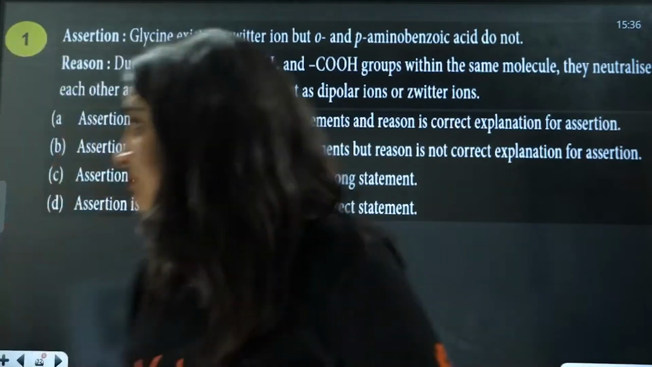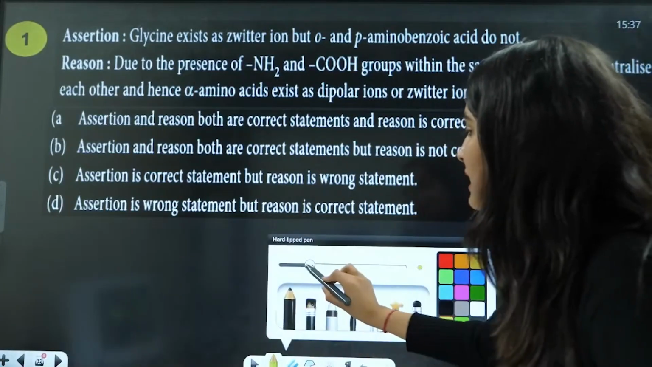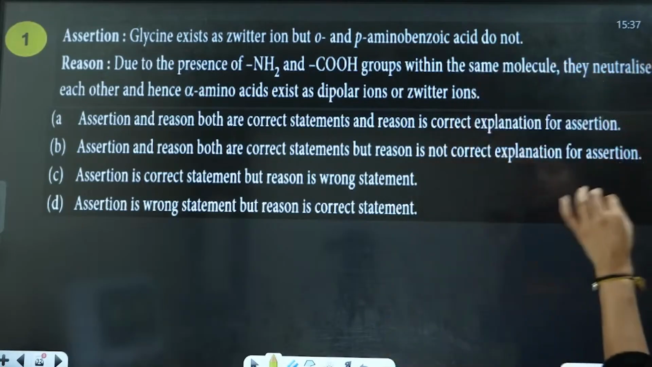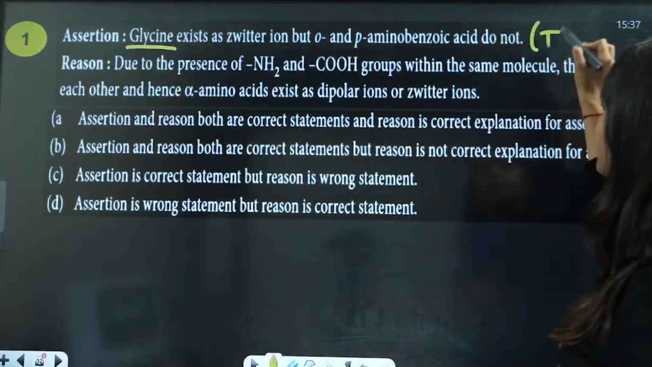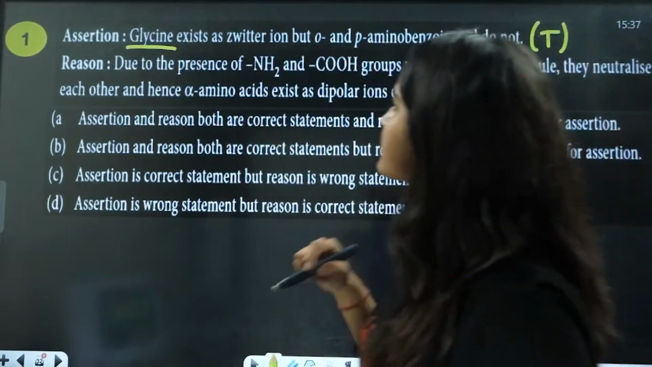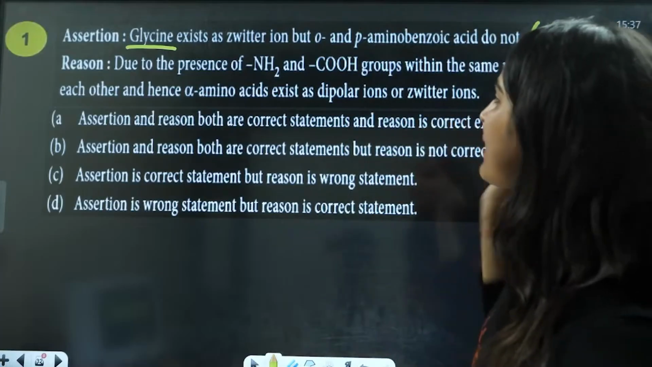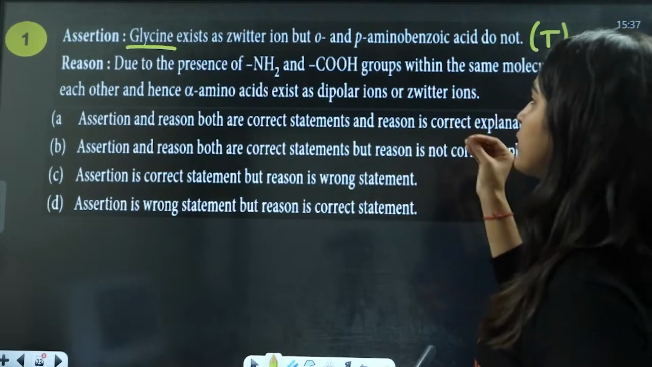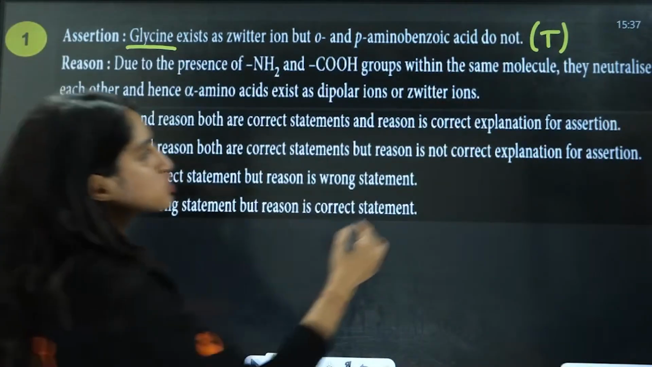First question: glycine exists as a zwitterion, but ortho para amino benzoic acid does not. Glycine is an amino acid, so it exists as a zwitterion. That is true. Next, it says ortho para amino benzoic acid does not. The reason: due to the presence of NH2 and COOH groups within the same molecule, they neutralize each other, and hence alpha amino acids exist as dipolar ions or zwitterions. This is also true.